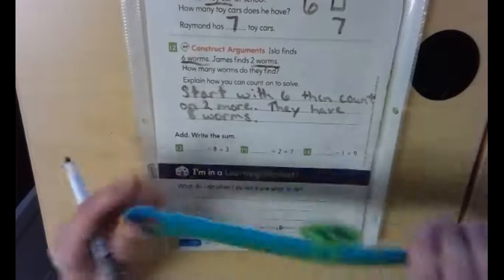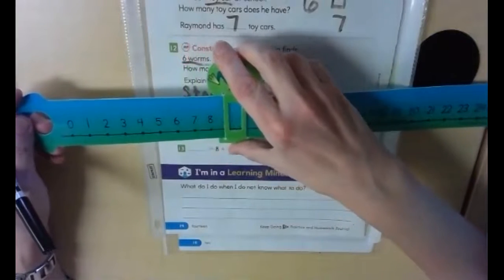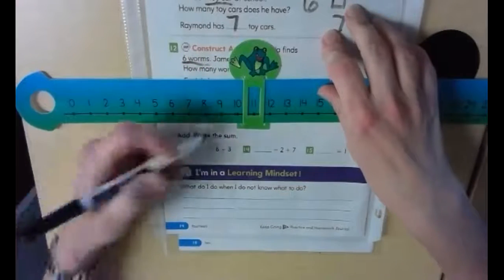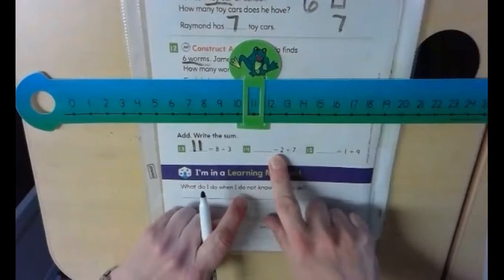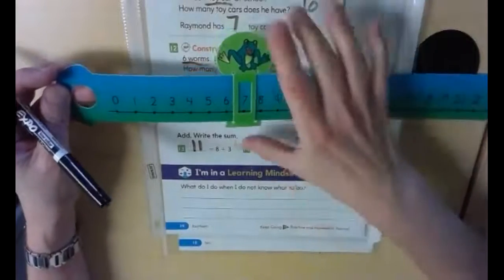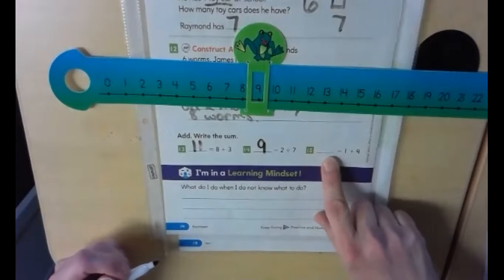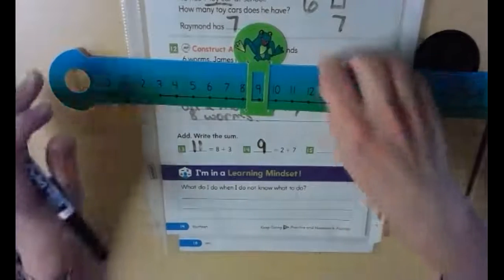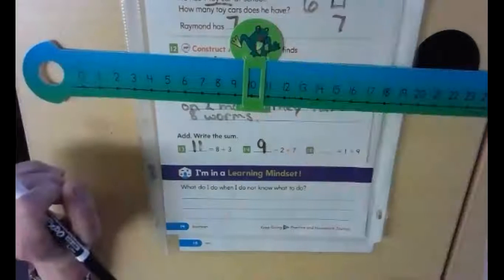My bigger number is 8 plus 3. Hop 3 more times. 1, 2, 3. Now I landed on 11. 14, what is equal to 2 plus 7? Bigger number, 7. Hop 2 more, 1, 2, and that is 9. And our last one, what is equal to 1 plus 9? My bigger number is 9 plus 1, hop 1, 10.